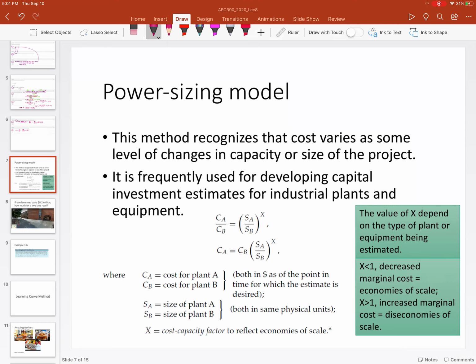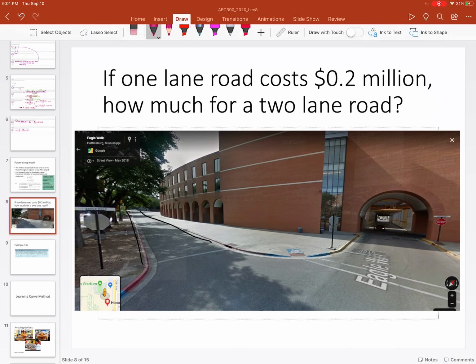So the power sizing model recognizes that the cost of something varies with changes in the capacity or size of the project. One example is, imagine that you are building a road. You're paving a road, and you have some experience paving a 1-lane road, okay? For example, like this one, this pavement, it's just 1 lane. Everybody knows that. This is just the intersection in front of our stadium. And so that branch of the road is one lane.